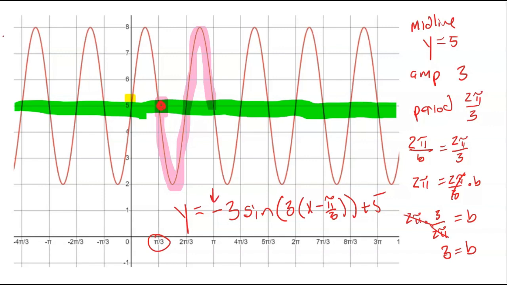The negative is going to start me going down, and then the minus pi over 3 is going to move me to the right pi over 3. So pretty cool. And again, I could sit here all day. I know you'd be bored, but I could sit here all day and come up with more. I could even use a cosine function to represent this graph if I wanted to. All right, let's start moving on to task 3.